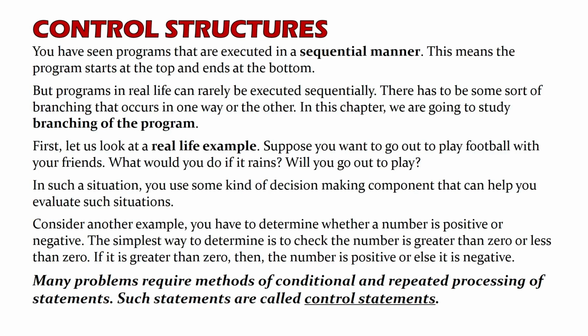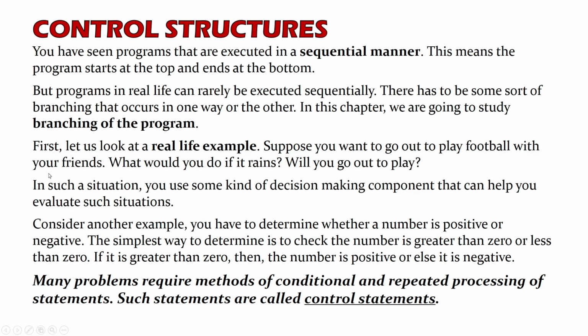You would have already seen that all the computer programs are executed in a sequential manner. What do we mean by sequential manner? It means the programs start at the top and end at the bottom. So all the lines of the program are executed one after the other in a sequential manner. But programs in real life can rarely be executed sequentially. There has to be some sort of branching that occurs in one way or the other. In this chapter also, we are going to study branching of the programs.